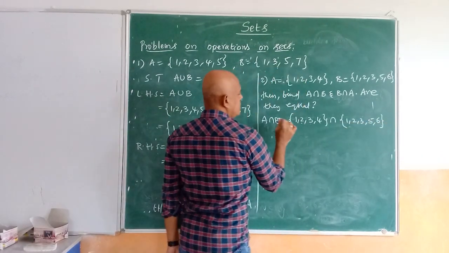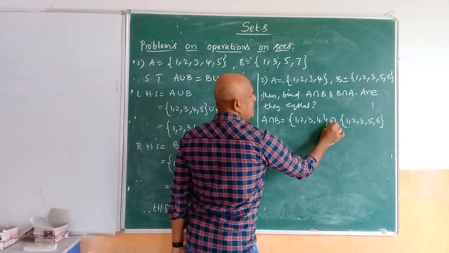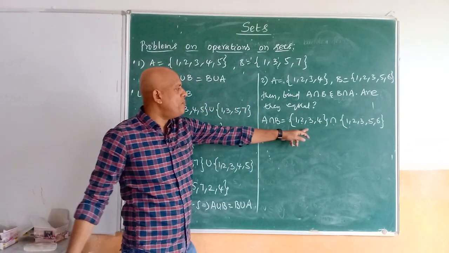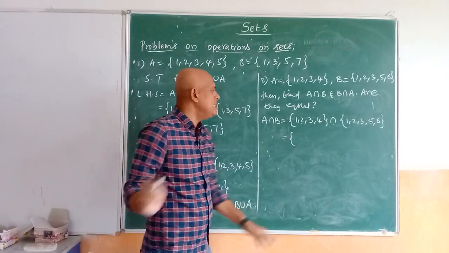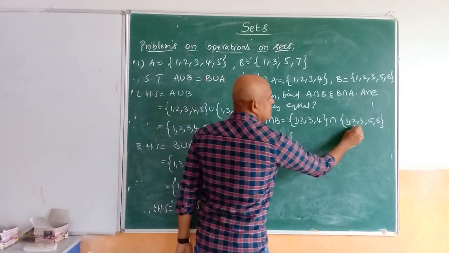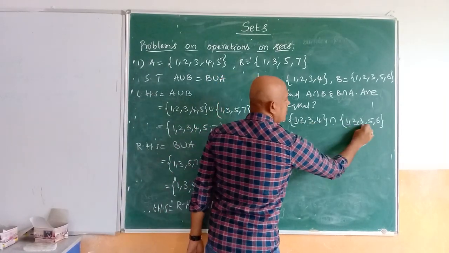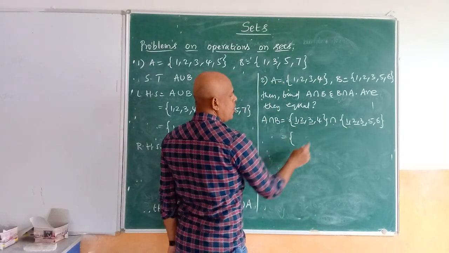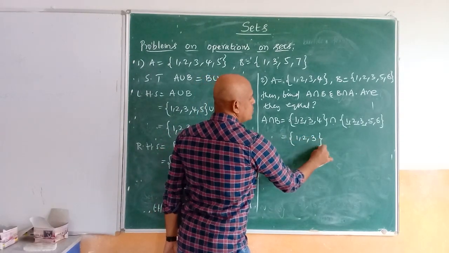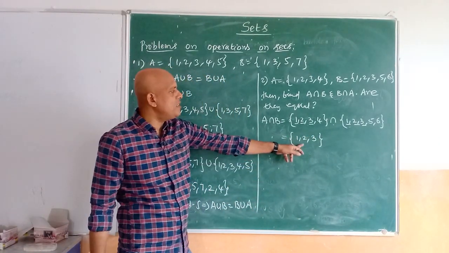So this is A intersection B, A elements intersection B elements. Intersection means only the common elements which are in both the sets. What are the common elements? 1 is the common element, 2 is the common element, 3 is the common element. So 1, 2, 3 are the common elements in A and B. Intersection means we have to write only the common elements.